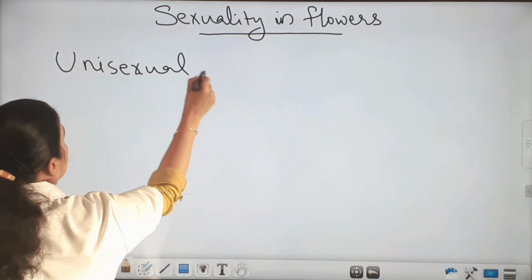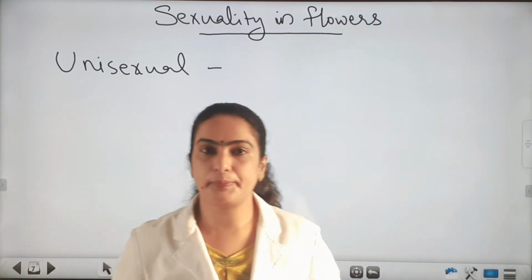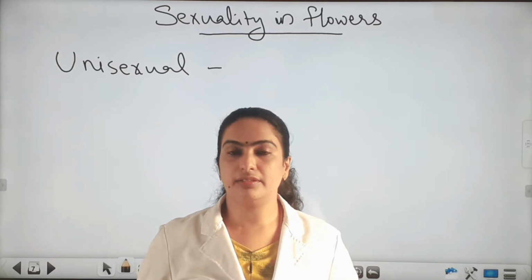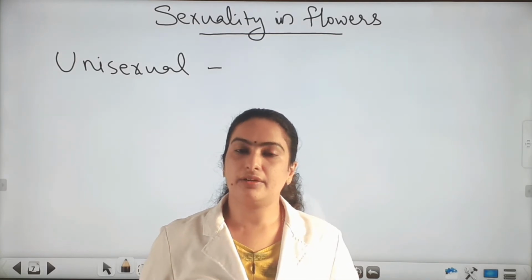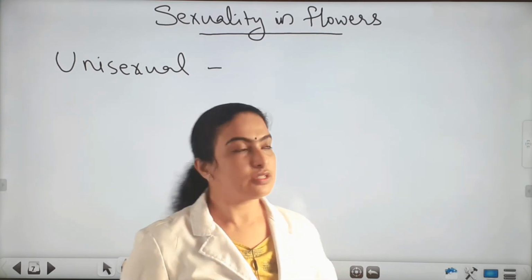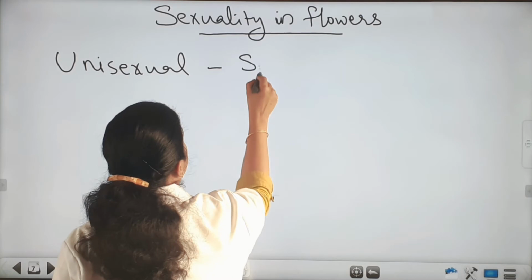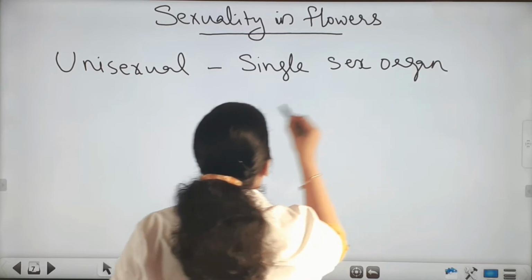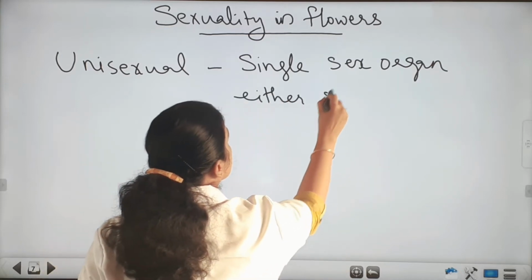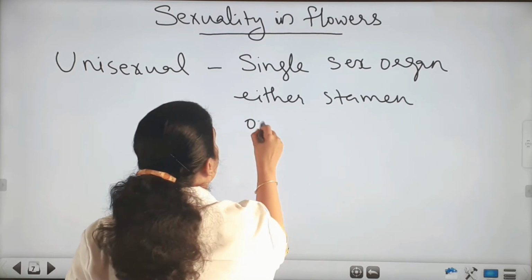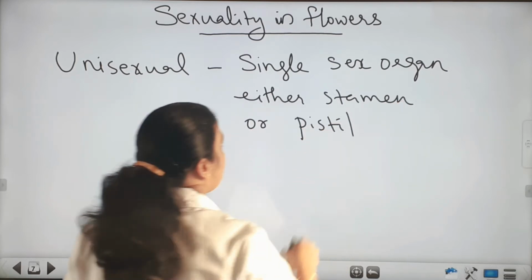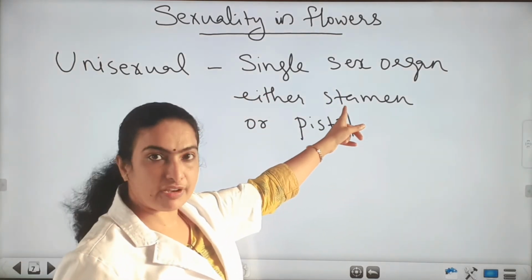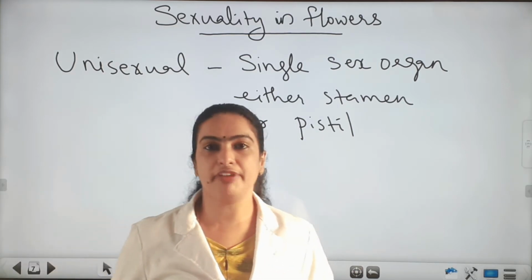Unisexual flowers. In unisexual flowers, the flower contains any one sex organ, either stamen or pistil. So, the flower which contains a single sex organ, only one sex organ, either stamen or pistil. Okay, so if it is having stamen, it is a male flower. If it is having pistil, it is a female flower.